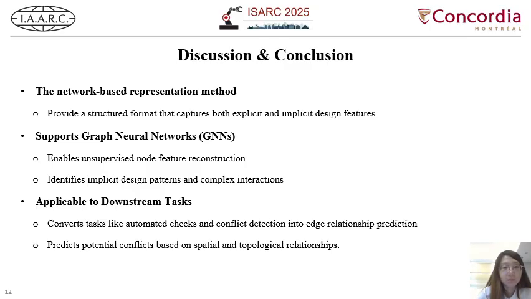Overall, the proposed methods enhance the accessibility and interpretability of BIM data, thus facilitating more efficient analysis and reuse of design knowledge.